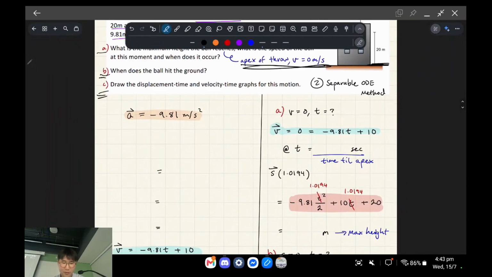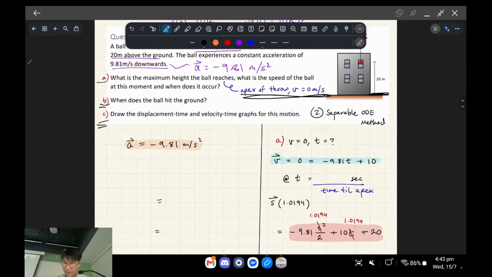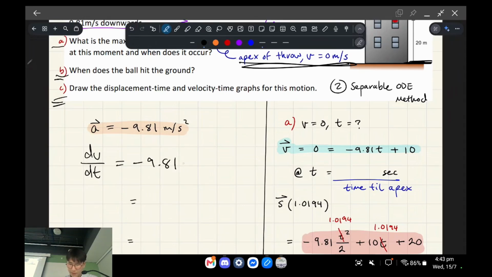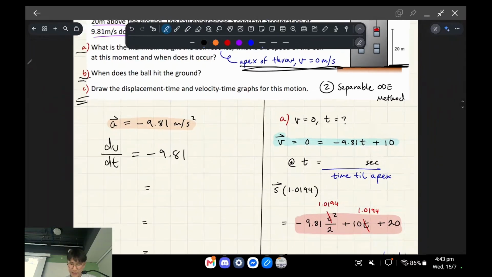So we start off with acceleration, which we know is acceleration due to gravity. Here's how the separable ODE method works. The first thing we do is we write acceleration as the derivative of velocity with respect to time. That's what we're going to do first. Let's just leave it as equal to negative 9.81.